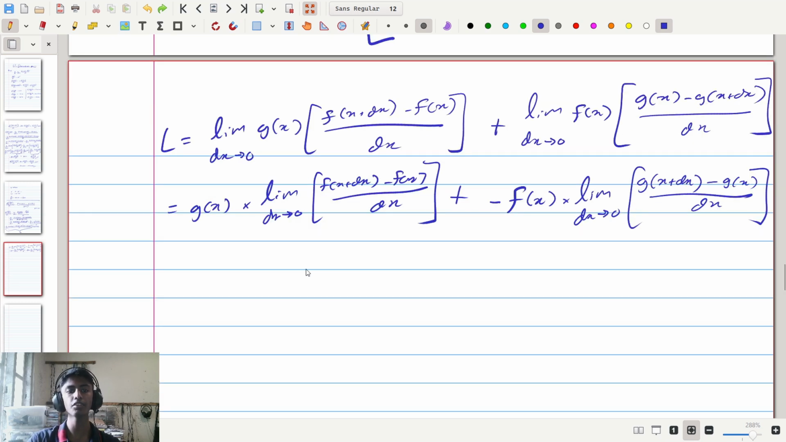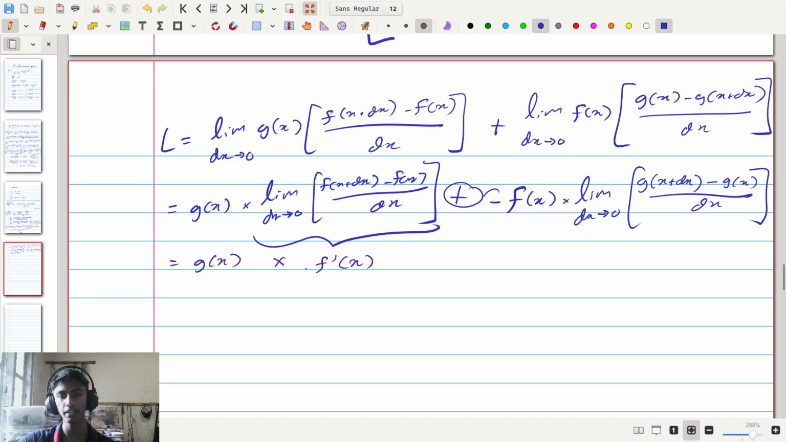So now then, writing this in final form, what we have here is g(x) multiplied by, over here this is the first principle definition of the derivative of f(x), which I'm going to write in prime notation as f prime x. So here we have f prime x, and then plus the negative this thing. So here we have a plus and a minus here.